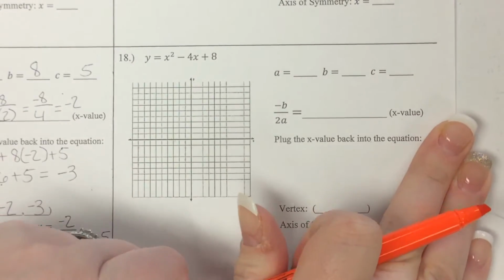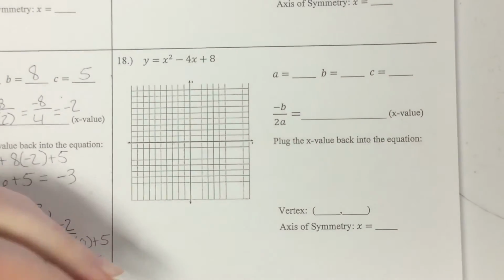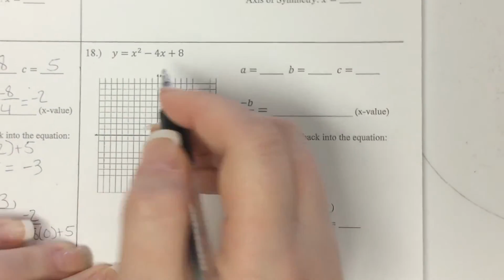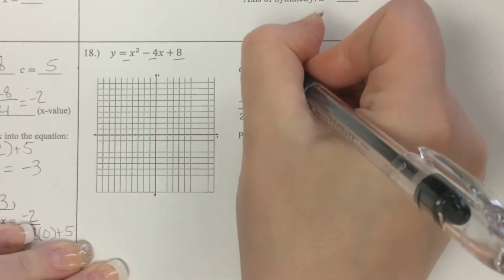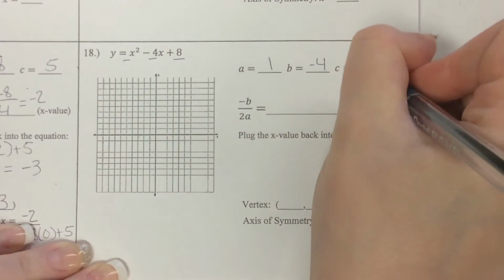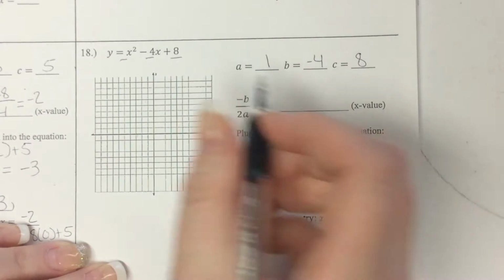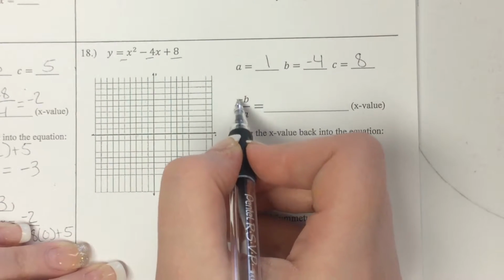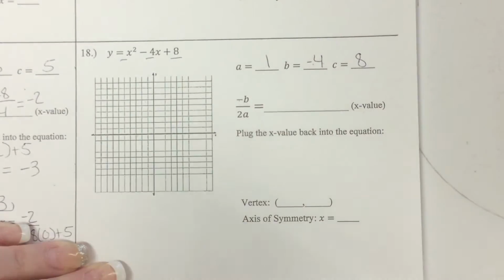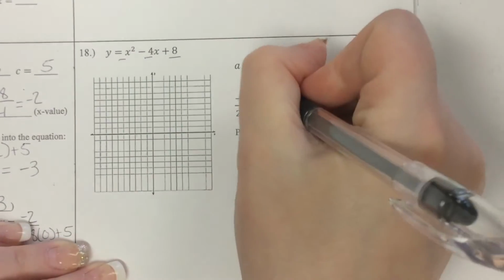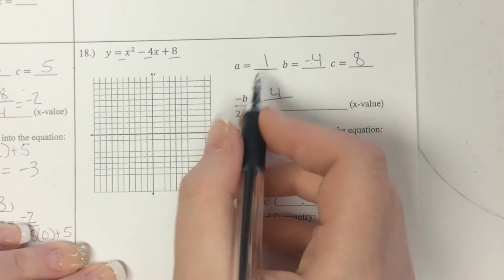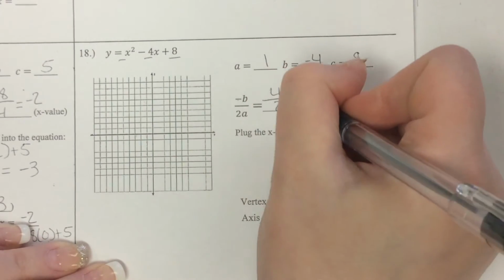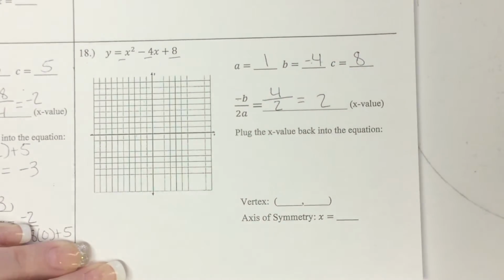Okay, last one. This video is getting pretty lengthy, so let's try to fly through this. All right, we have to find our 3 values. We have A, B, and C. So A is 1, B is -4, C is 8. So let's plug everything in. -B, -(-4). What happens with a double negative? It becomes positive, okay? 2a, 2 times a is 2 times 1, which will just be 2. 4 divided by 2 is 2. So the x value of our vertex is 2.